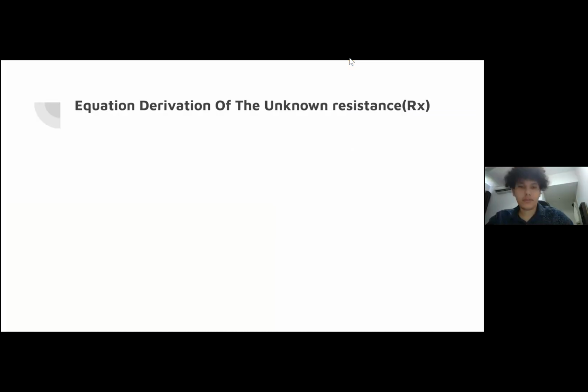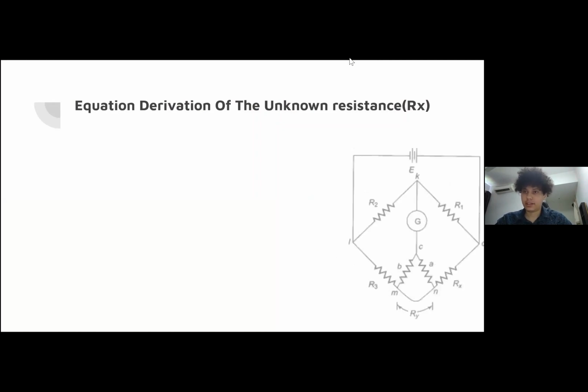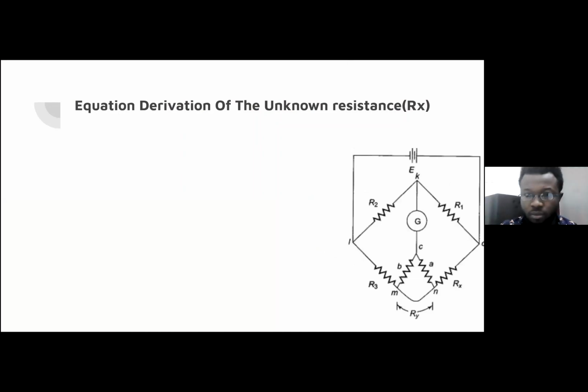Okay, so now we'll go over the derivation to find the equation that we will be using to evaluate the value of Rx from our circuit. Looking at this circuit, which is an equivalent circuit of the Kelvin's bridge, showing all the connections, including the two additional arm resistors A and B.